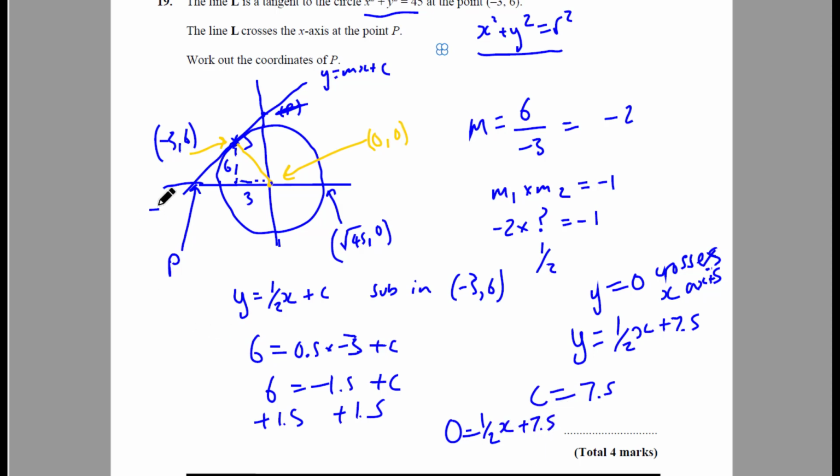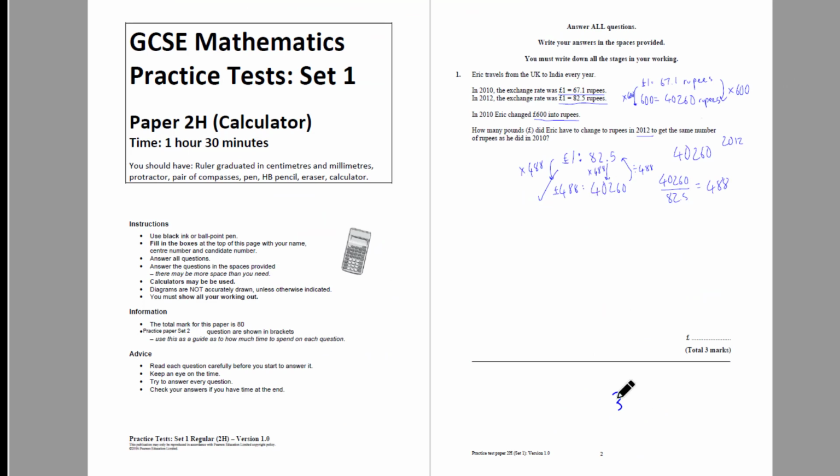We know x is going to be a negative here from the picture, so diagram does help. We're going to minus 7.5 on both sides, so we're going to get minus 7.5 equals, instead of a half x, I'm going to say x over 2. I'm going to times both sides by 2, so x equals minus 15. So that coordinate is minus 15, 0 for P. Well done, guys. Right, I hope that was helpful to you guys.